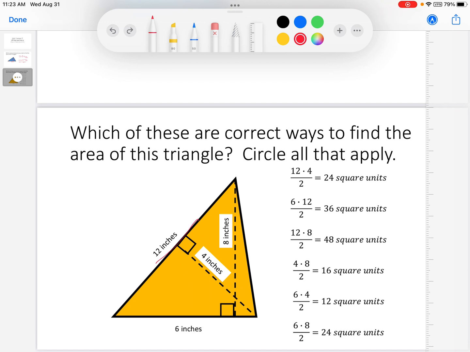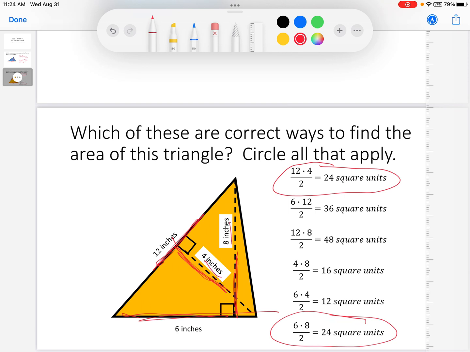Okay, you've returned. Well, I see 12, right angle, 4, so 12 times 4 divided by 2 is 24 square units. I see 6, right angle, 8, so I want 6 and 8. 6 times 8 divided by 2 is 24 square units. Those two are the correct numbers.